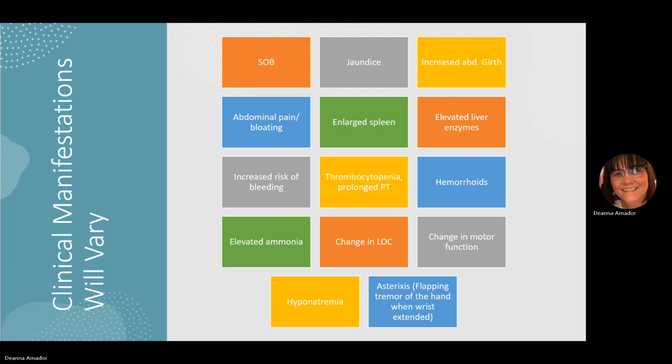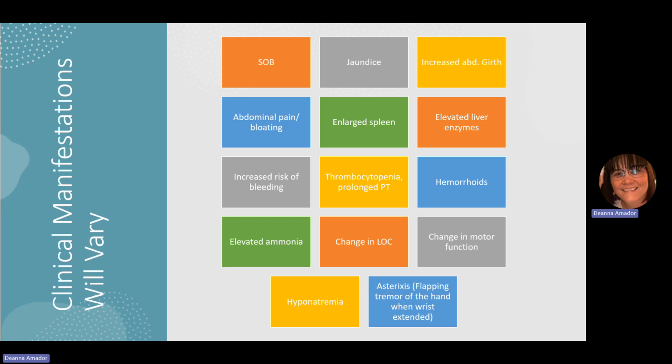So clinical manifestations, you can read through that and see it's a lot of different things that can vary from shortness of breath to jaundice, enlarged spleen, elevated liver enzymes. You have this increased risk of bleeding, and that's the big thing with liver.